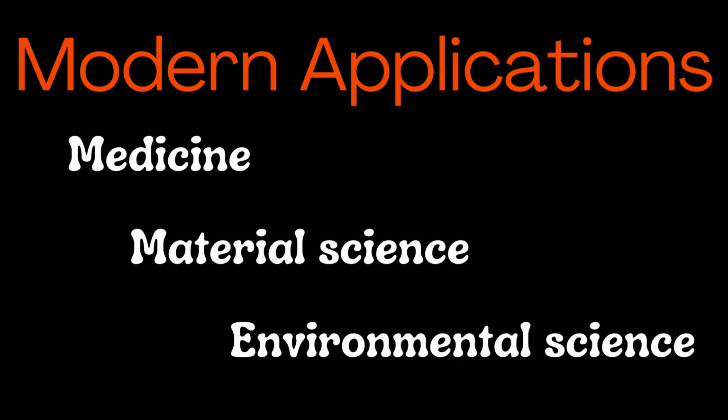In materials science, the properties of elements and their compounds are essential for developing new materials. For instance, the discovery of graphene, a single layer of carbon atoms, has led to advancements in electronics and materials engineering. In environmental science, knowledge of ions and their reactions helps in water purification and pollution control. The use of activated carbon filters to remove contaminants from water is based on the principles of adsorption and ion exchange.